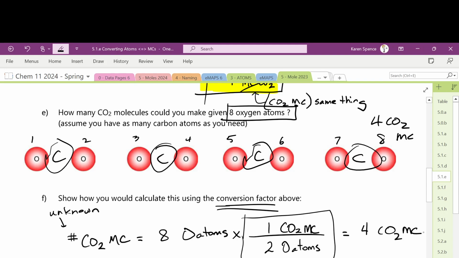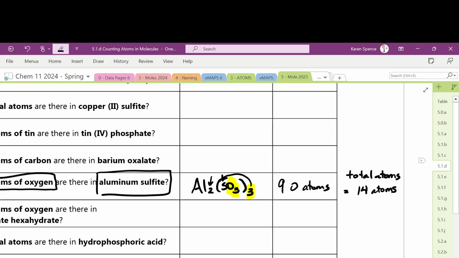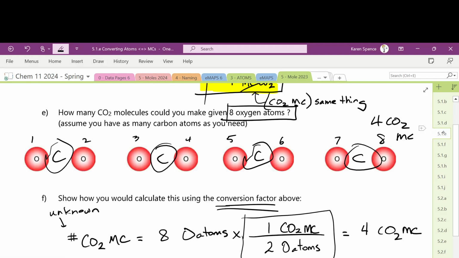How do you find a particle ratio? Like if I give you the formula CO2 and I say, what's the ratio between O atoms and CO2 molecules? 2:1. All you have to do is look at it and count, yes? So if you did okay on counting the various atoms, you'll be good with finding the particle ratio, yeah?